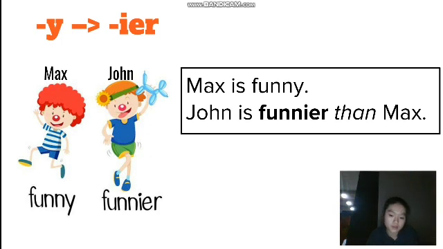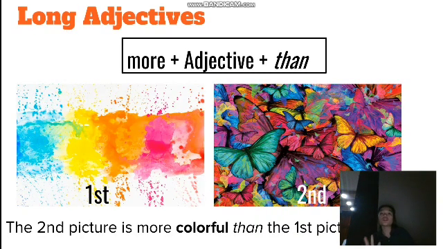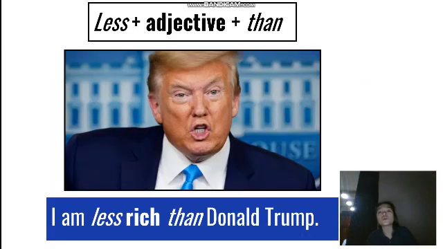Not too hard, right? When you use a long adjective to compare two things, follow the formula more adjective than. For example, the second picture is more colorful than the first picture. There is also another way to compare things: less adjective than. For example, I am less rich than Donald Trump. Of course, I don't have much money.